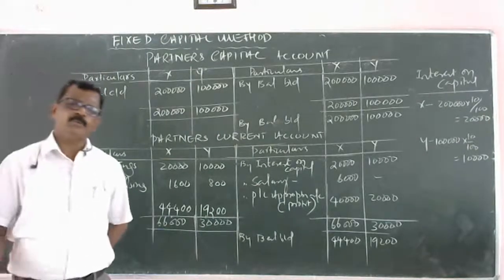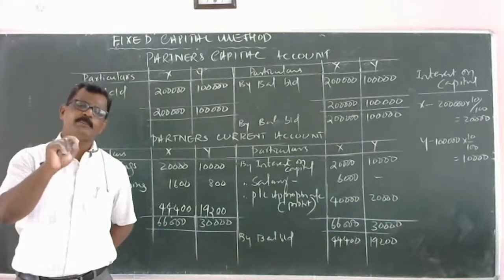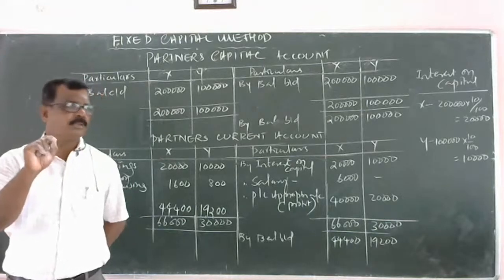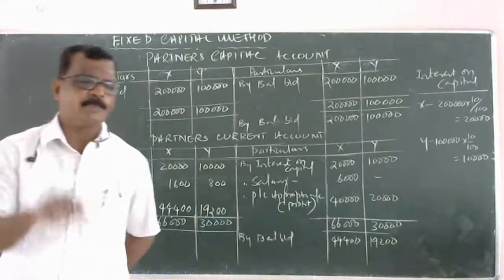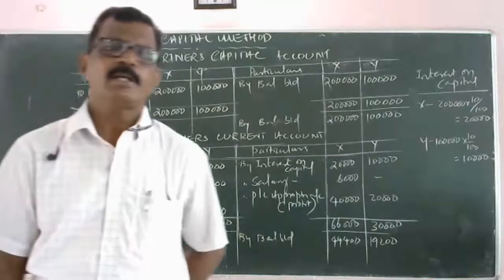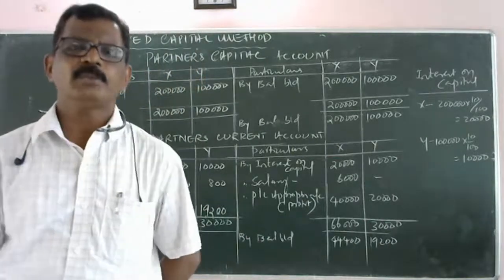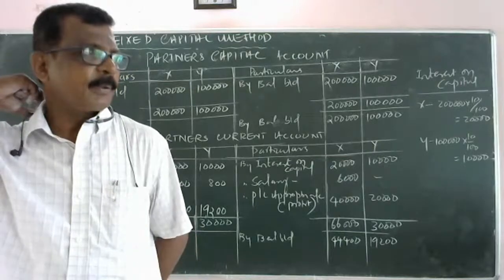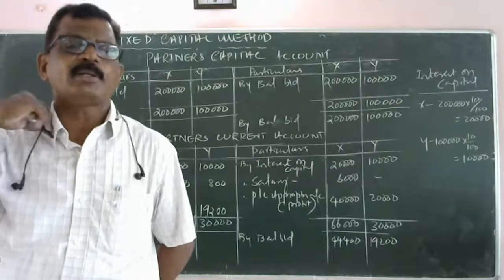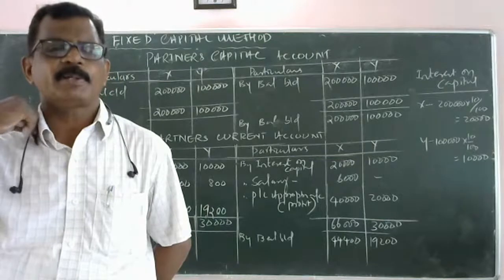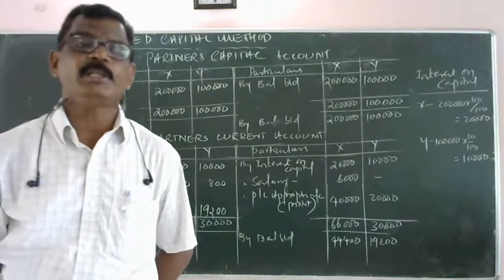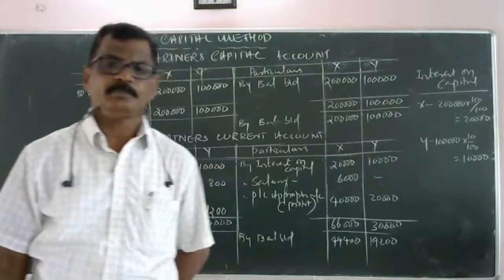Now you can also prepare the same example under fluctuating capital method. Prepare partners capital account under fluctuating capital method. You can do it at home. You can take it as homework, right? Prepare partners capital account with the same example under fluctuating capital method.